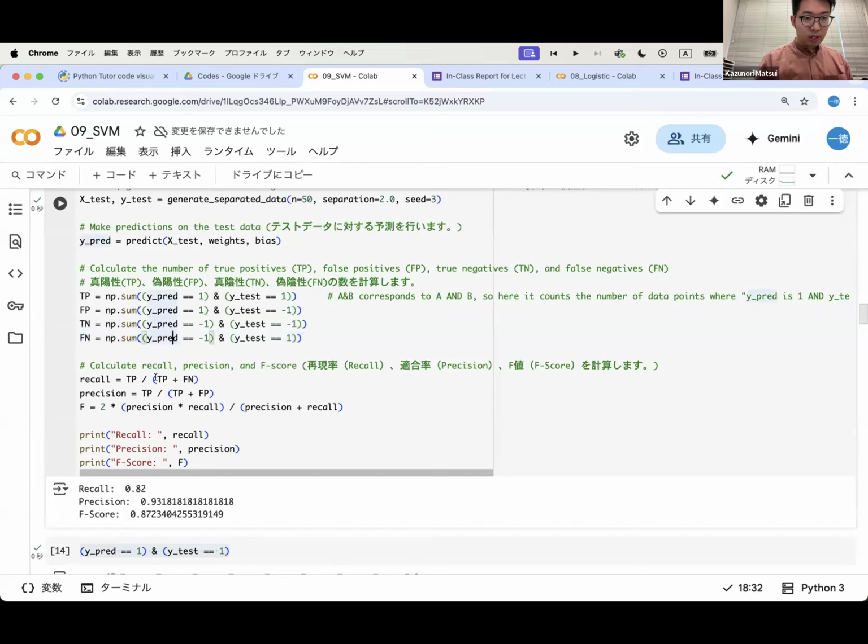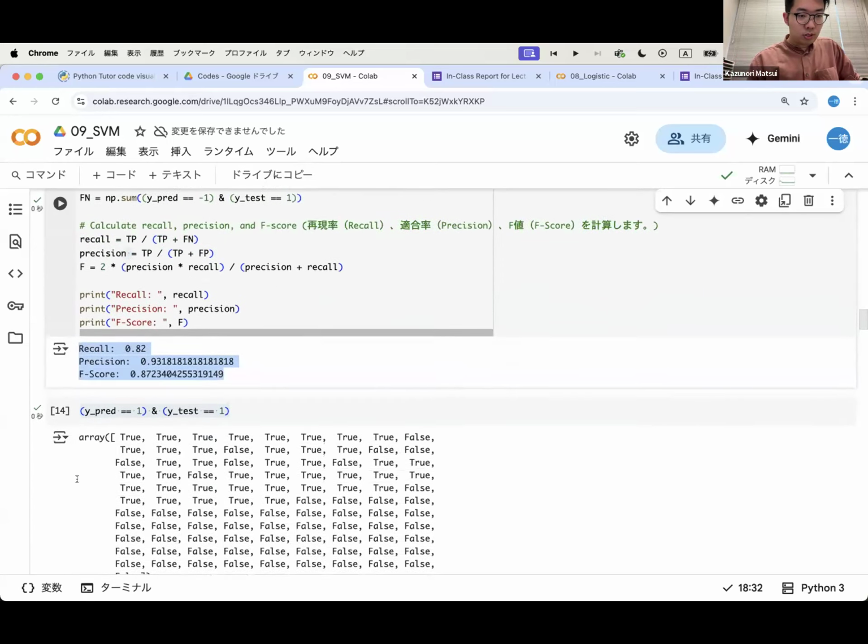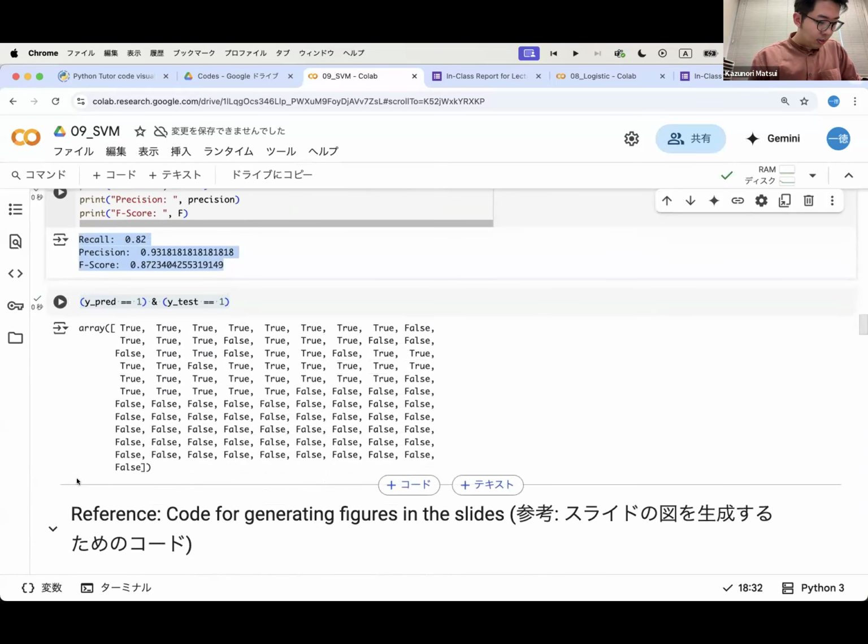Then we calculate recall, precision, and F-score respectively, and we get a result like this. So in this case, we obtain results with high precision. In this way, we can calculate the recall, precision, and F-score for data. The following is code for creating slides. That's all.